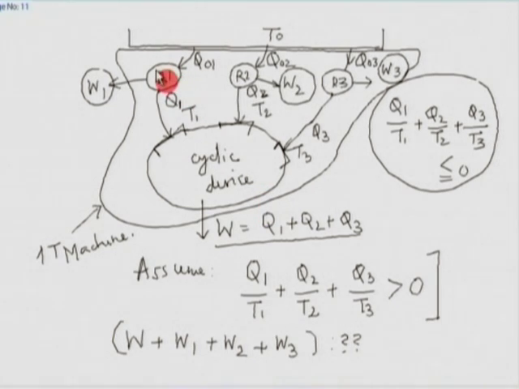What is W1? W1 would be the efficiency of R1 into Q01, the heat absorbed by 1. And since R1 is a reversible machine working between T0 and T1, the efficiency of R1 will be 1 minus T1 by T0.